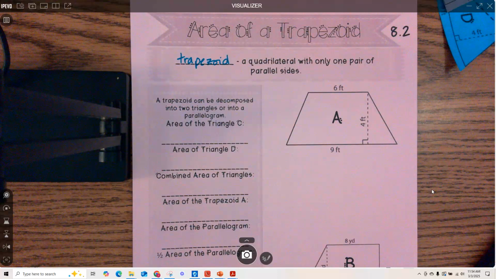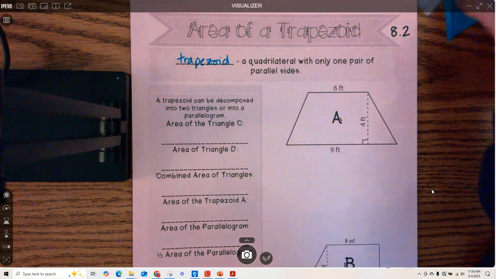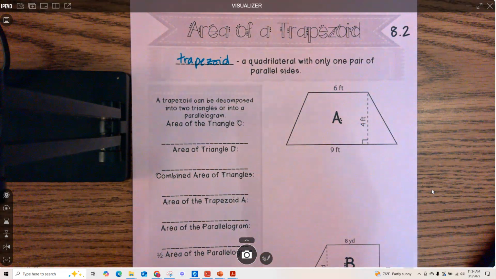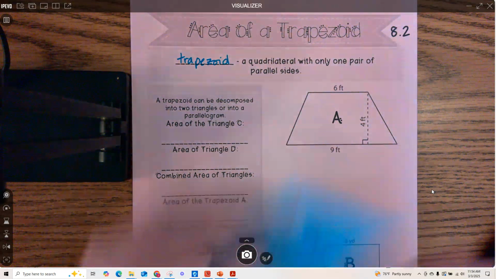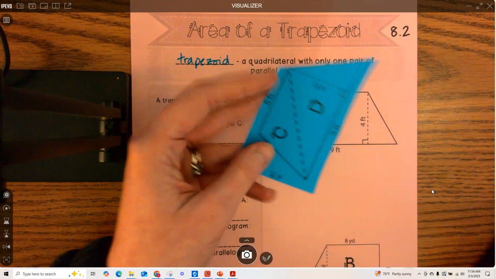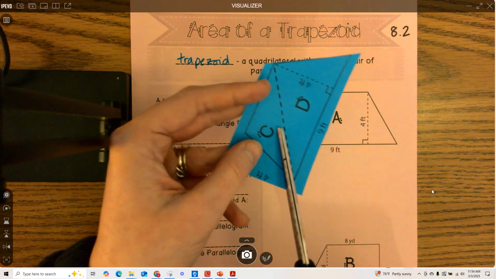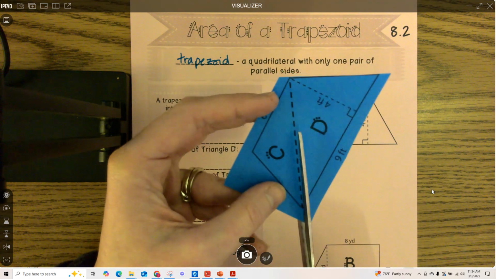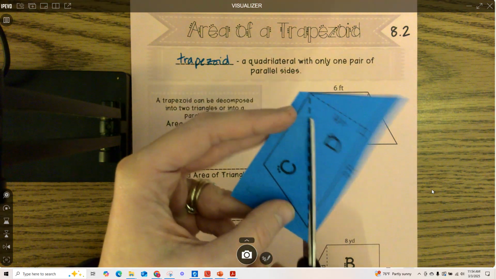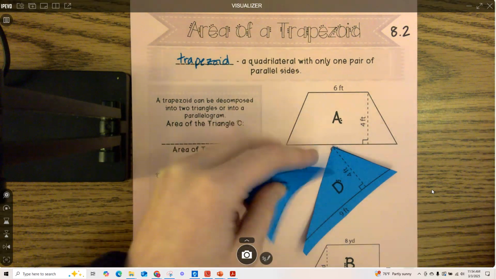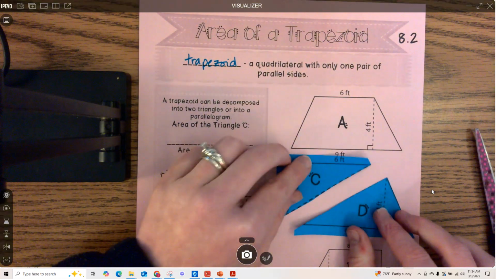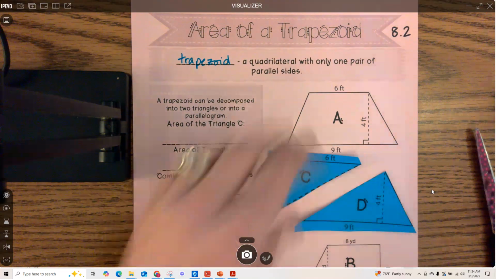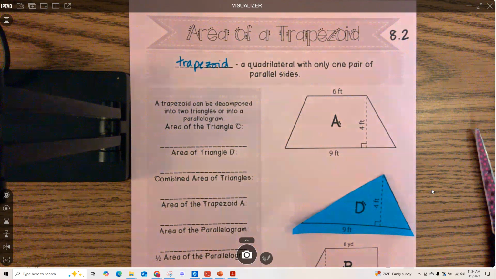So we've got two ways that we can break these down. We're going to start with the blue one, okay? We can break it down into two triangles. So on this blue one, we're going to cut on the diagonal, okay? Not the height, on the diagonal. We're going to separate C from D. Okay, and then you're going to glue them down separately. Again, just a little bit of glue to get them down. If we need to go back with tape later, we can do that.